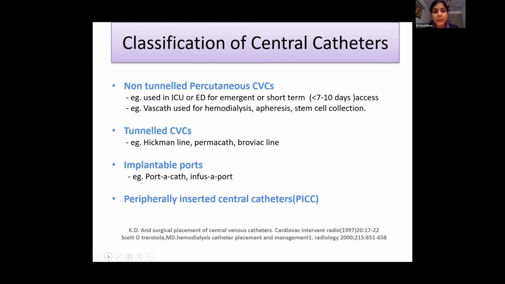Whereas tunneled central venous catheters, like the Hickman line or PermaCath, are used when we require a central catheter for a long period of time. Then we have implantable ports, again Portacath and Infuser port, which are available for long-term administration of chemotherapy drugs. And we have PICC lines. These are also for short-term access.